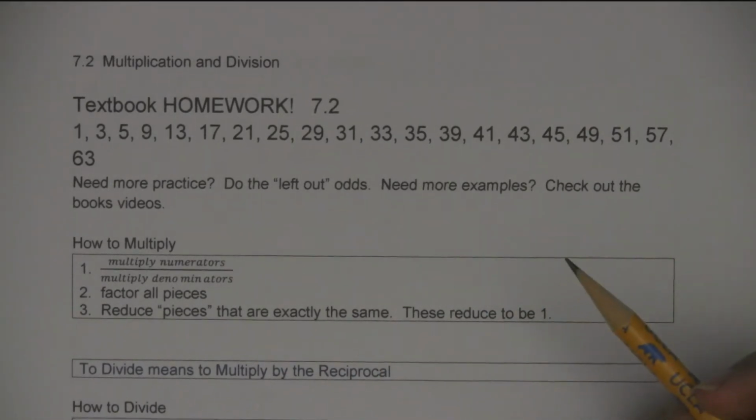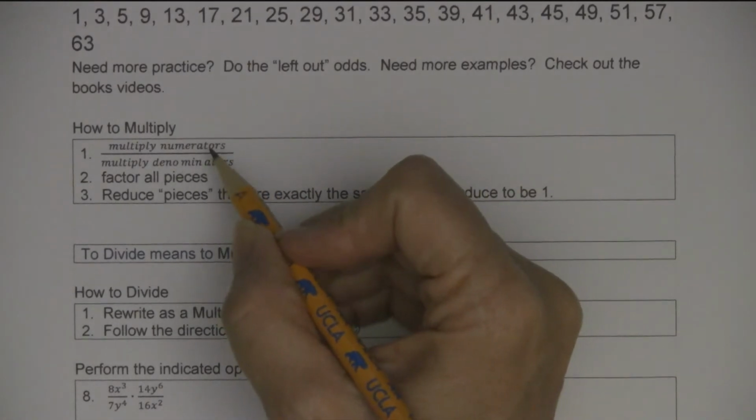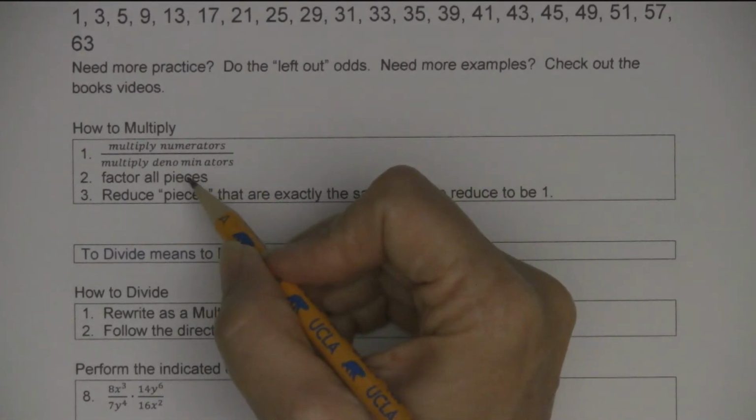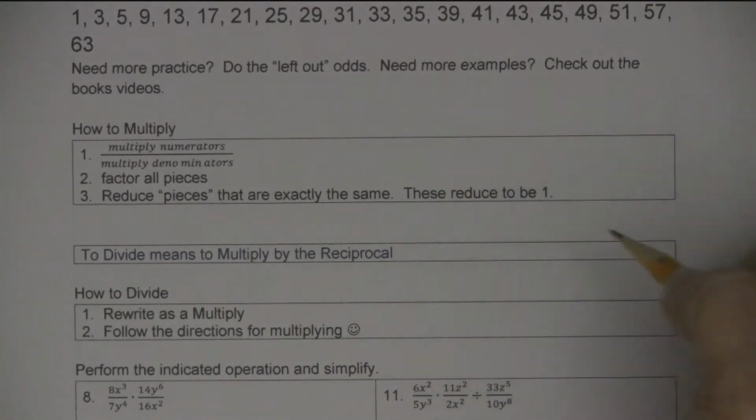Okay, so 7.2, multiplication and division with polynomials. And this actually can be done in any order. They tell us how to multiply. They say multiply the numerators and multiply the denominators, factor all the pieces, and reduce the pieces that are exactly the same. These reduce to 1.